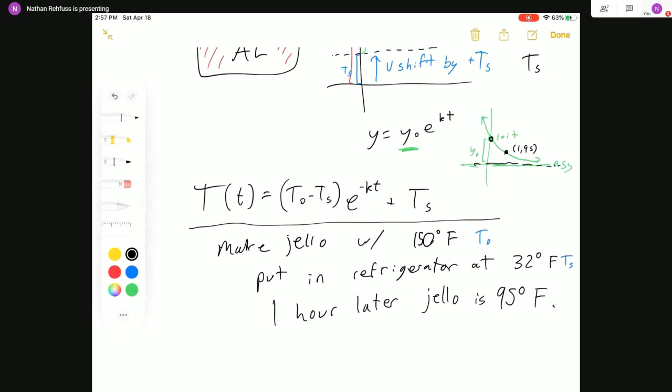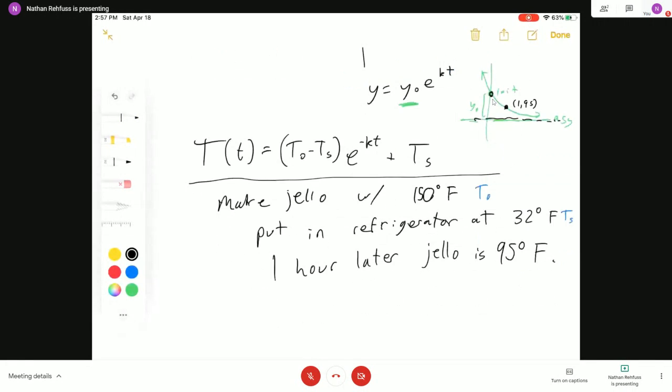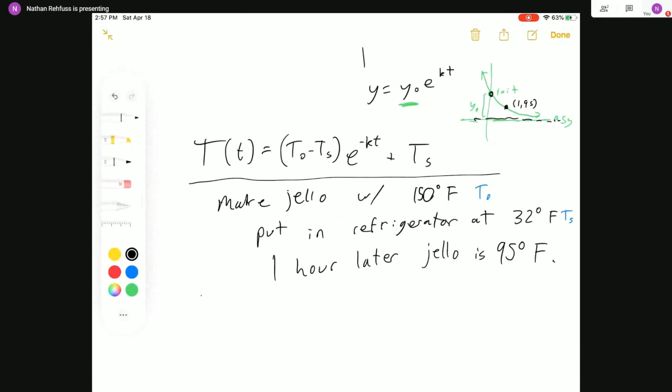I should mention one more thing. This Jello is never going to reach 32 degrees. It's going to get closer and closer, but it's never going to reach it, which is good news because the box says it solidifies at 40 degrees. Before you ask, no, we didn't have room in the freezer.